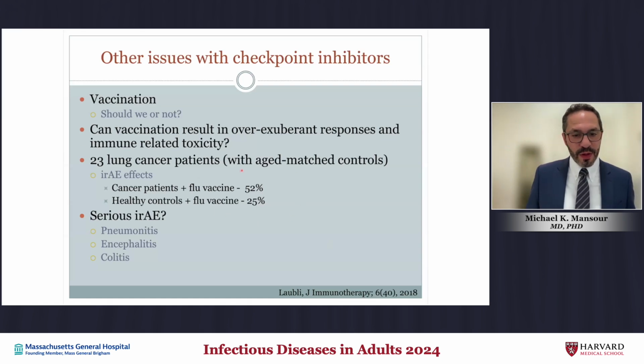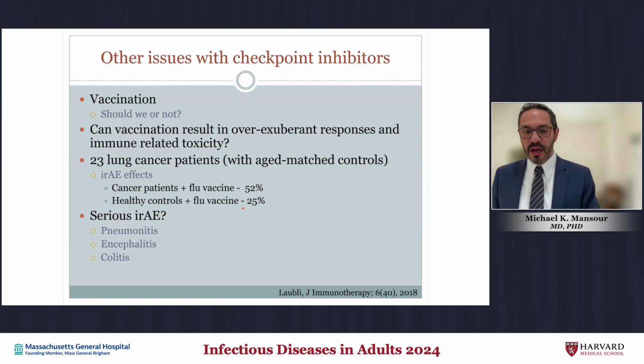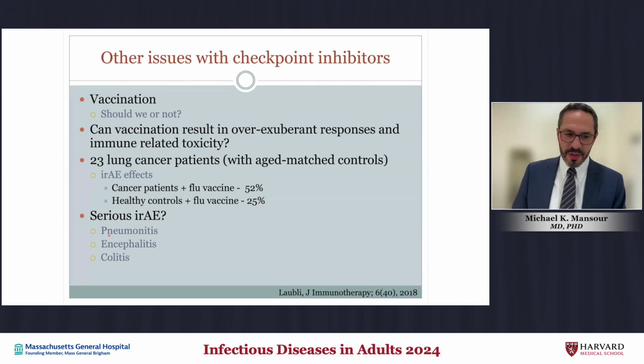And at least for influenza, we see that compared to those individuals receiving it versus healthy controls, there really isn't a lot of immune-related adverse events to vaccination. We think it's relatively safe at this point. I think other vaccines need to be studied. And in rare cases, there were some pneumonitis or encephalitis, but for the most part, we see that vaccination, at least for the flu, the annual flu, is safe in immune checkpoint inhibitor recipients.